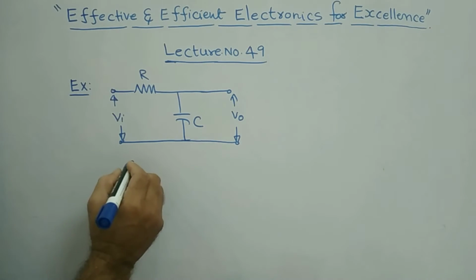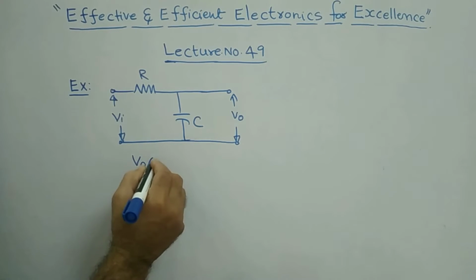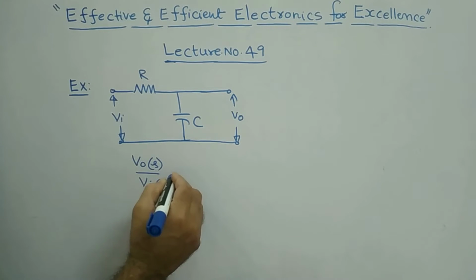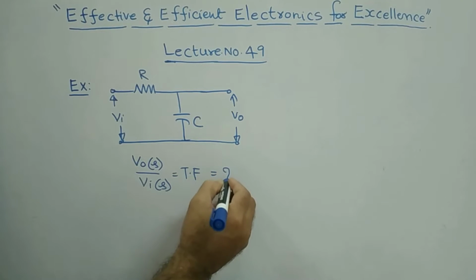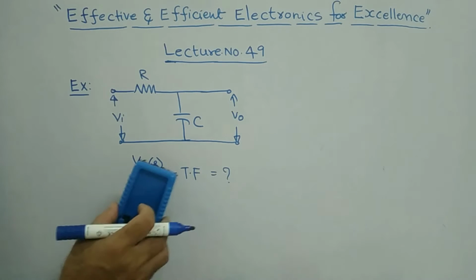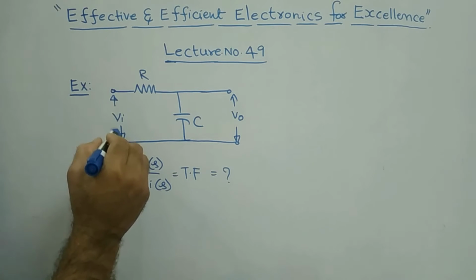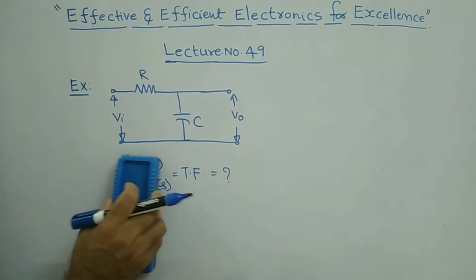For this, the question is: find out what is V naught of S by Vi of S. This is what your transfer function actually is. It is the ratio of output to the input, V naught of S by Vi of S. First of all, we need to find out Vi of S and then V naught of S, then take the ratio.